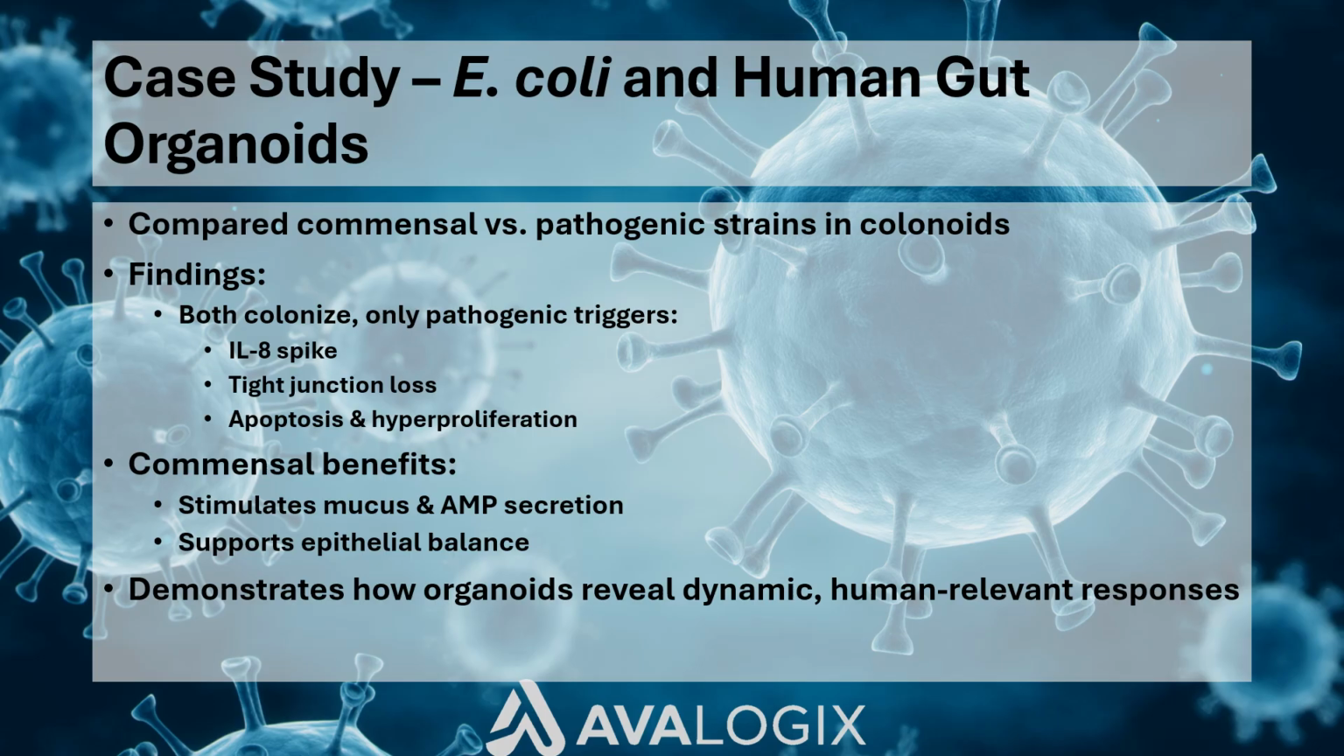Interestingly, the commensal strain didn't just behave passively. It actually stimulated low-level mucin production and AMP release, suggesting a mutually beneficial relationship that helps maintain barrier integrity and immune tone. Another key observation: pathogenic E. coli altered the balance of cell proliferation and death within the organoid. They caused apoptosis in some enterocytes and stimulated overproliferation in others, a response that might underlie tissue damage or even precancerous changes in chronic infections.